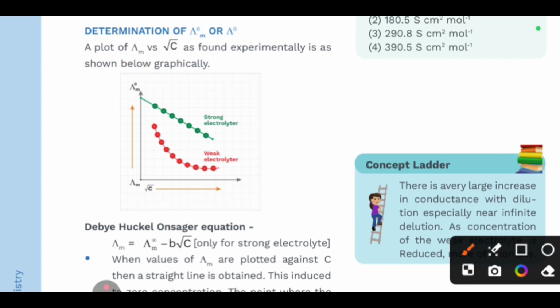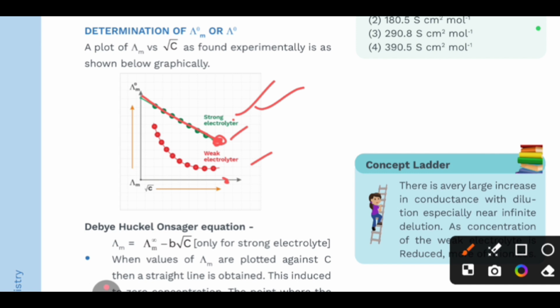The graph is plotted for a strong electrolyte and a weak electrolyte. You can see at the starting point, for the strong electrolyte it is on the upper side and for the weak it is on the lower side. Why is it kept upside? Because a strong electrolyte dissociates completely, it means it has stronger conductance as compared to a weak electrolyte. It has more conducting power as compared to weak, that's why this point is given upside. But if you move from right to left, what will happen?